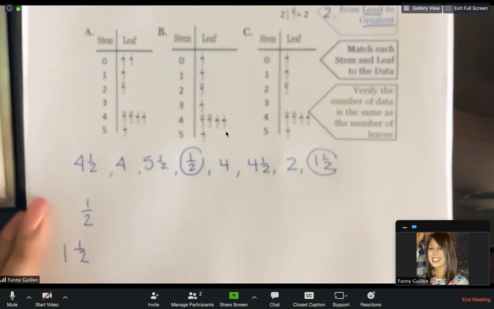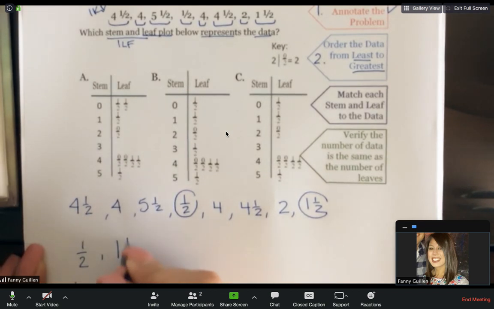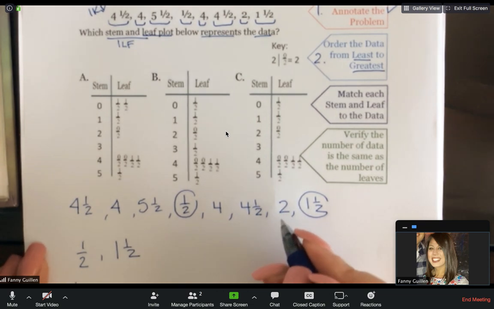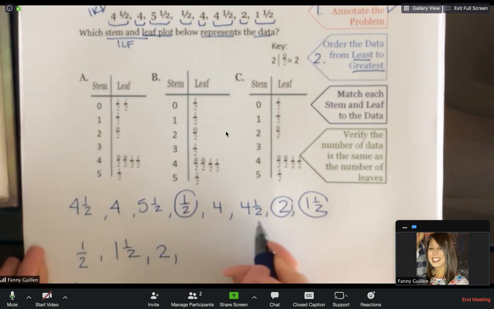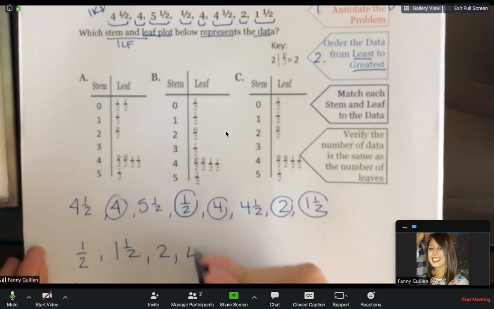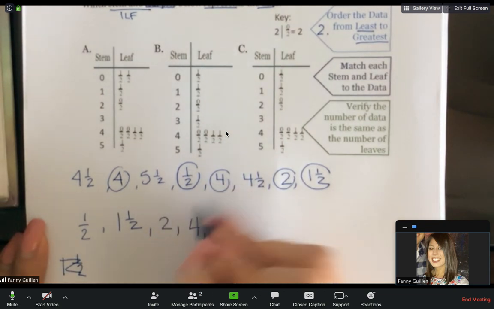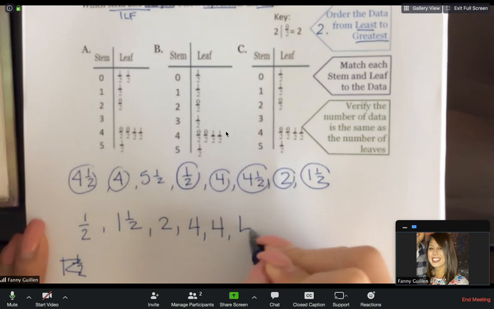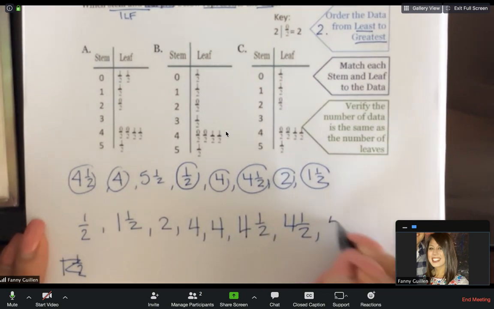Okay, let me make it this way. That's 1, and then 1.5, right? Then I have 2. Then I don't have a 3. I do have a 4. I have 2 4s, so I'm going to write it down twice, 4 and 4. Then I cross them off. Then I have 4.5. And how many of those do I have? I have 2. 4.5. Remember, I'm going from least to greatest. 4.5, 4.5, right? And then my last one is 5.5.